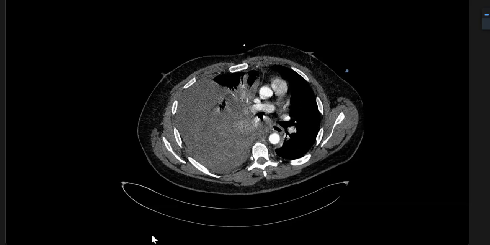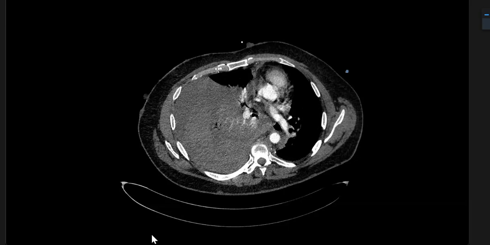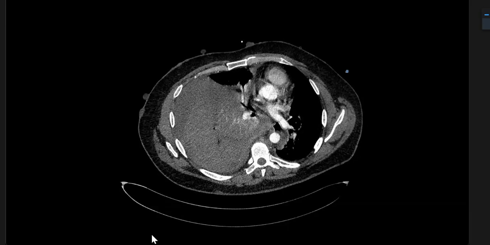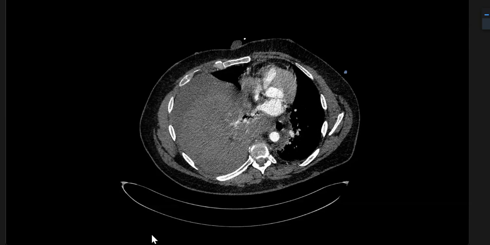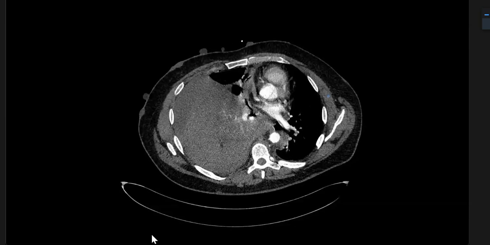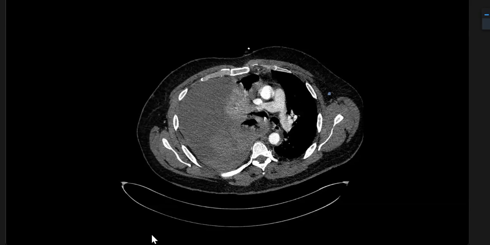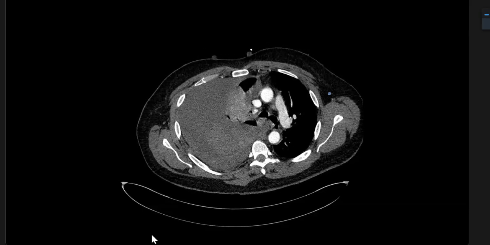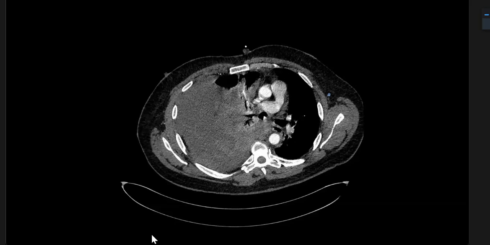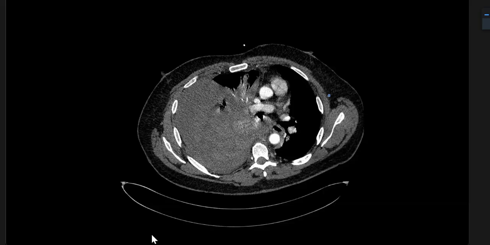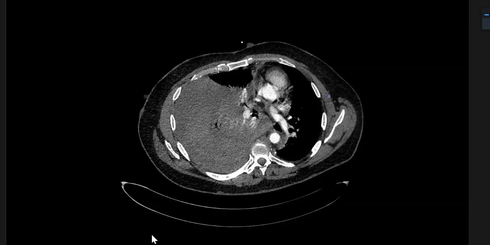The patient may have a pulmonary embolism, so we do a pulmonary artery angiogram to see the pulmonary emboli. Can you see the pulmonary arteries in this scan? There is no central pulmonary embolism. This main pulmonary artery, there is no pulmonary embolism.